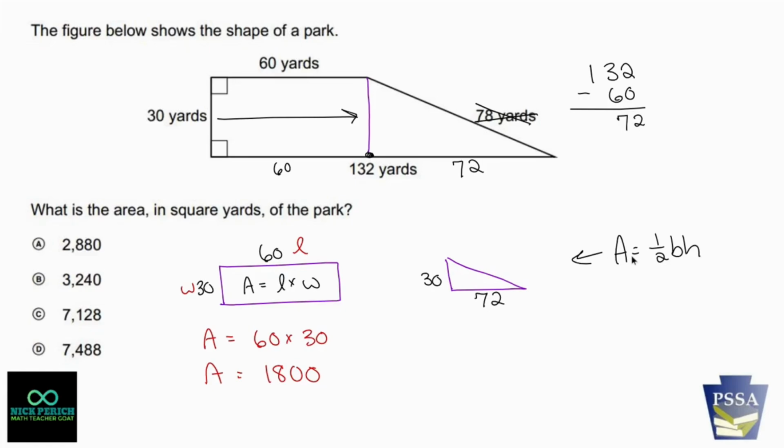Now the area of a triangle is 1/2 of the base times the height. So the base is 72 and the height is 30. So 1/2 times the base, which is 72, times the height, which is 30. So 1/2 of 72, because we're multiplying left to right, is going to be 36.